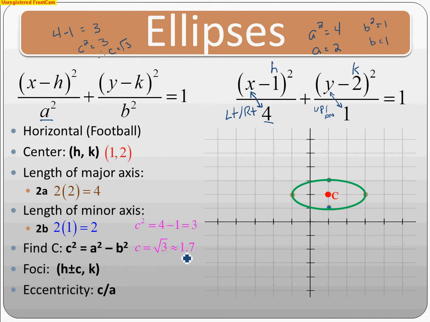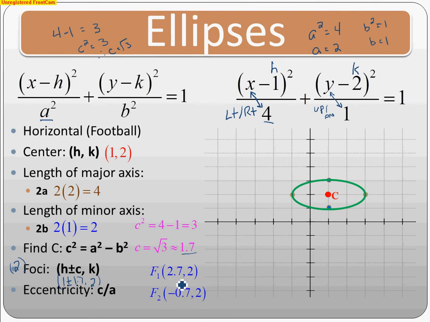We're going to use this 1.7 now to plug it in for our focal points. And there are 2 of these. There's always going to be 2. All right, and they're going to be inside as well. So h plus and minus c comma k. So h again was 1. So we're going to have 1 plus and minus 1.7 comma k, which was 2. So 1 plus 1.7, you got 2.7. 1 minus 1.7, you got negative 0.7.